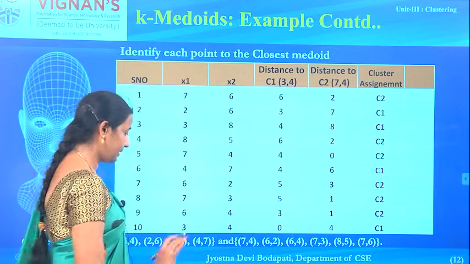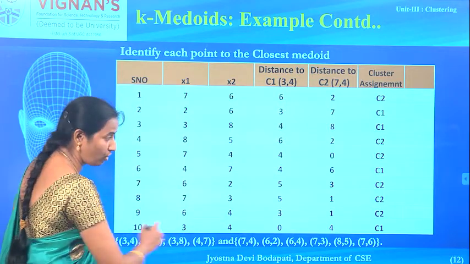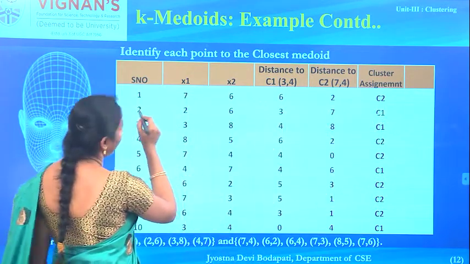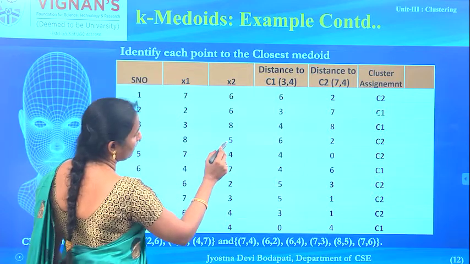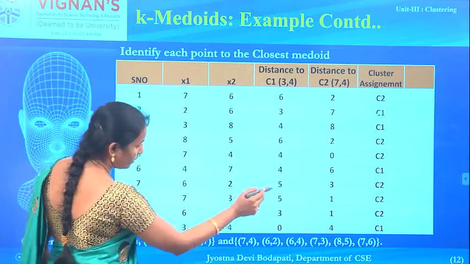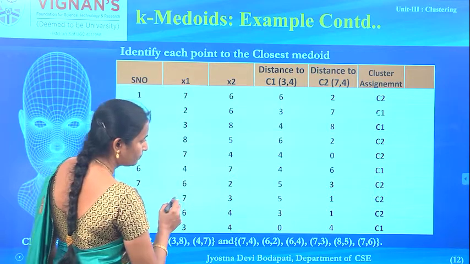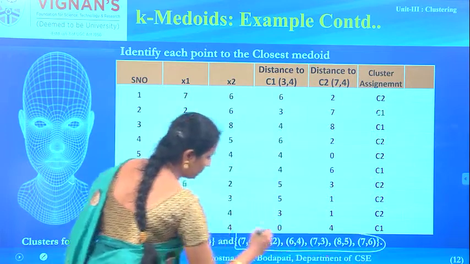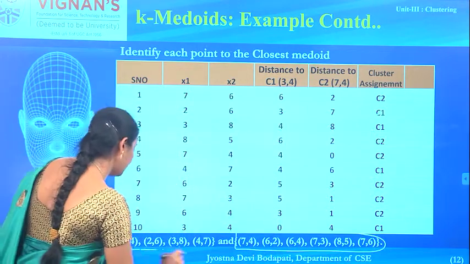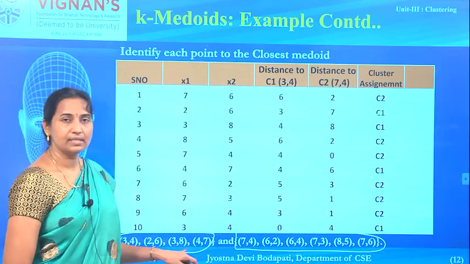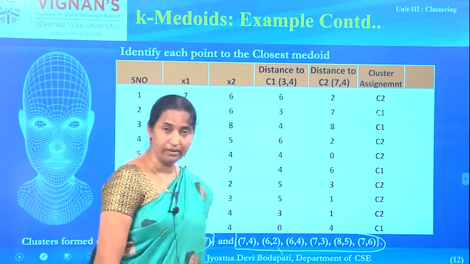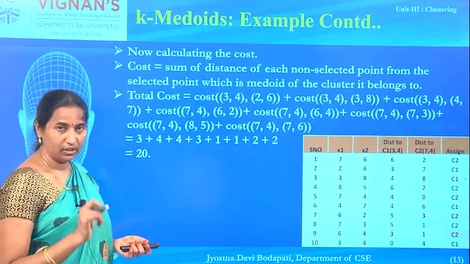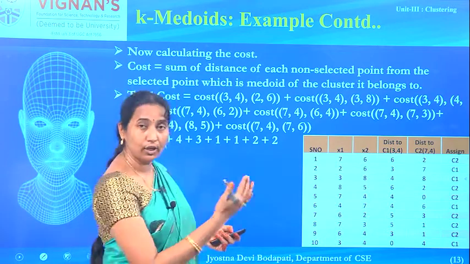Once this is done, you can observe the clusters that are formed at this stage. So this is C1: the second object, 2, 6, then 8, 5, and 7, 4, and you have 6, 2, then 7, 3, 6, 4. So these are all the data points that form one cluster, and these are all the other points that are in the other cluster. So cluster 1 and cluster 2 are formed. The initial cluster formation is over. Every data sample is assigned to one of the medoids, and now after this you need to compute the cost.